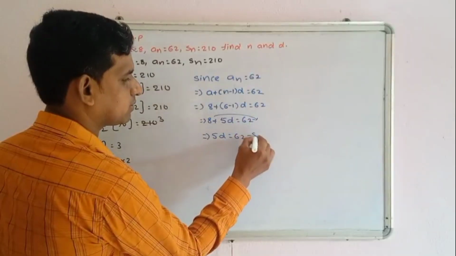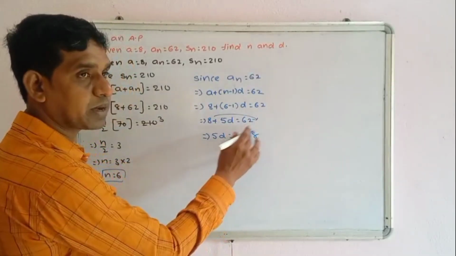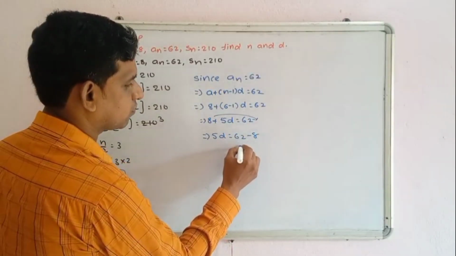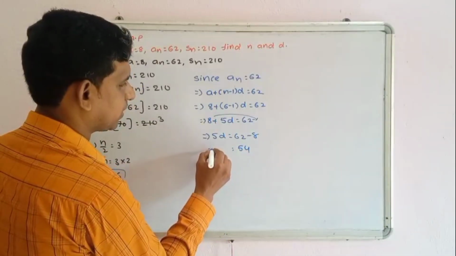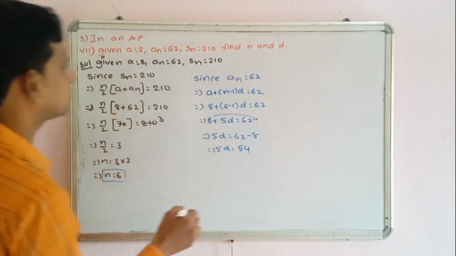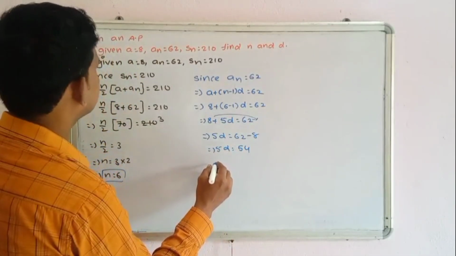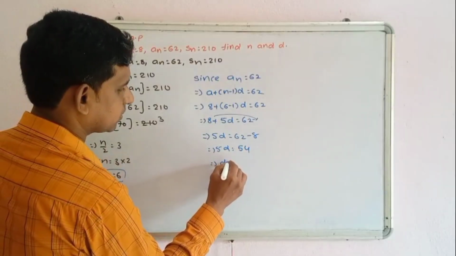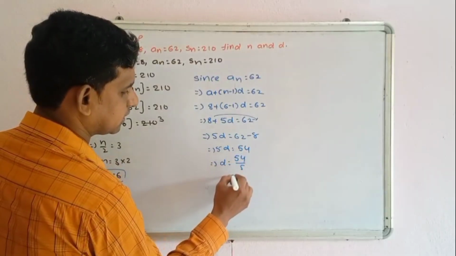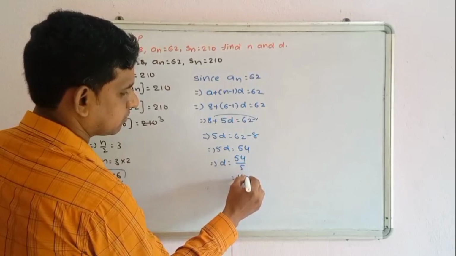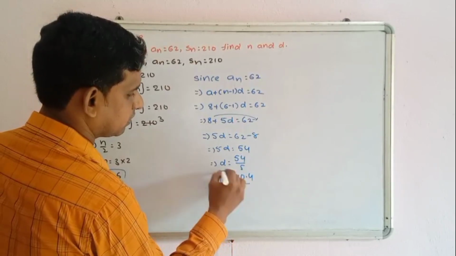8 transpose right side, minus 8. So 62 minus 8 is 54. So 5d equals to 54. So d equals to 54 by 5, that is 5 ones are 5, 5 tens are 0.4. d equals to 10.4.